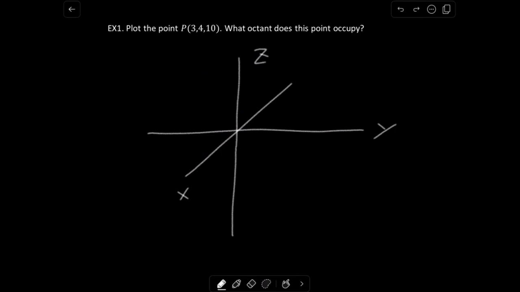So we'll come 3 units out for x. Let's draw 3 units out there. Then y is 4, so we will come 4 units out for y. And then we will go 10 units up for z. That would be somewhere here. So the point 3, 4, and 10 would lie here.